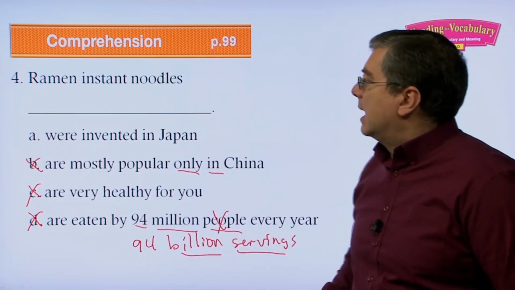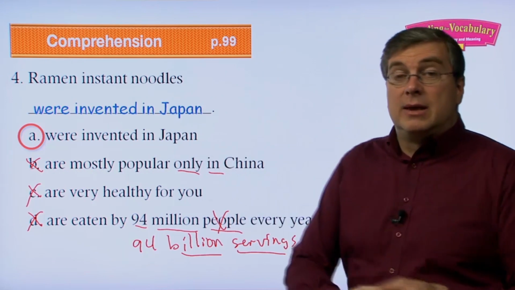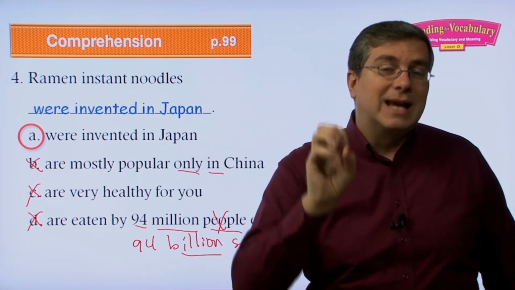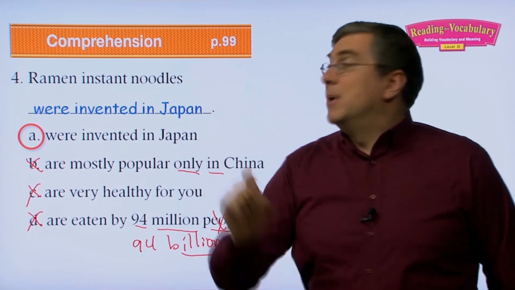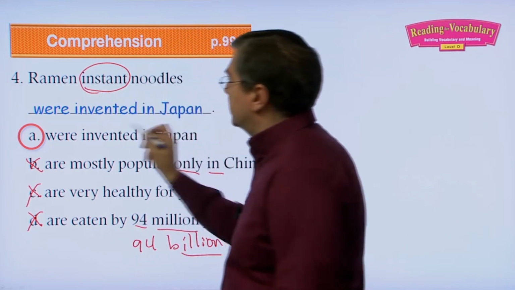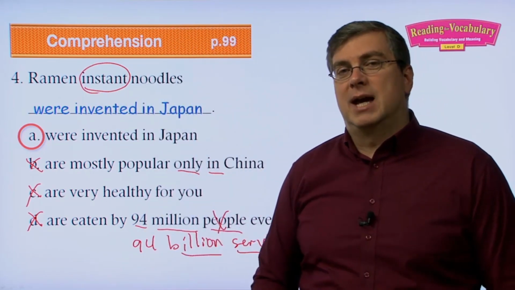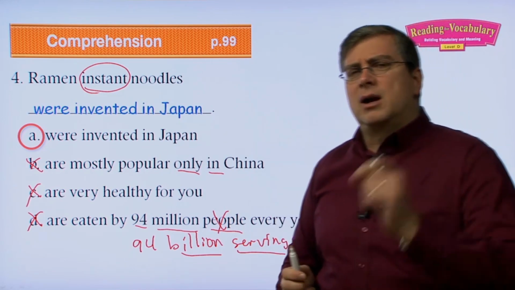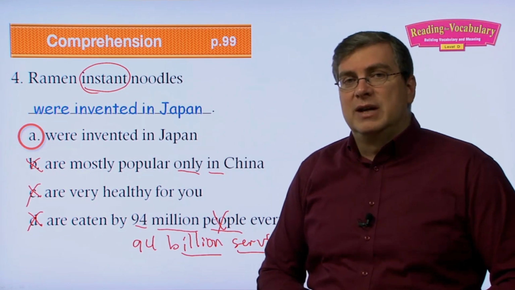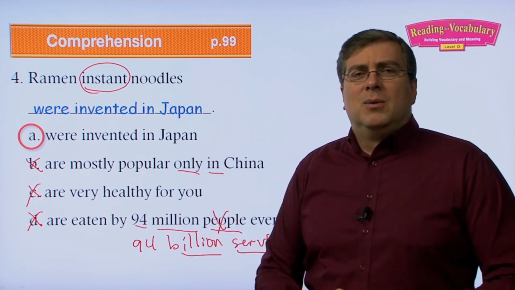That leaves us with A. Ramen instant noodles were invented in Japan. Yes, their origin was in China. Yes, that's true. They come from a Chinese food. But we're talking about instant noodles, those were invented in Japan. And that's what the reading passage said. Okay, so again, we have to be very careful. Be careful about the details that we read in the reading passages to be able to catch the right answers on the quiz afterwards.